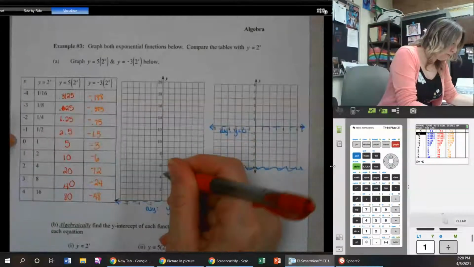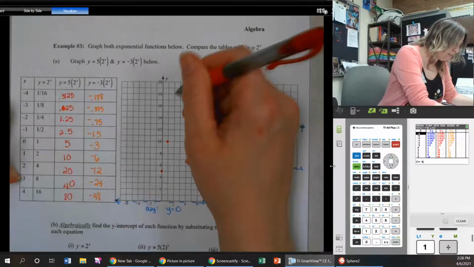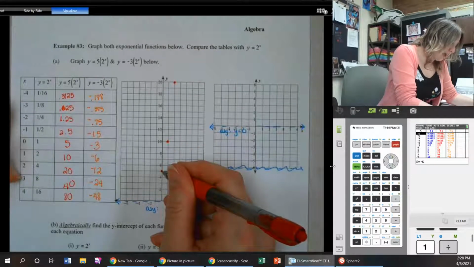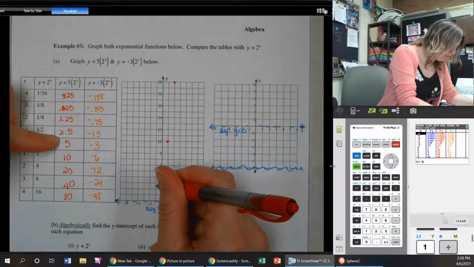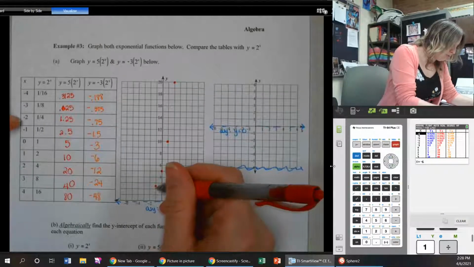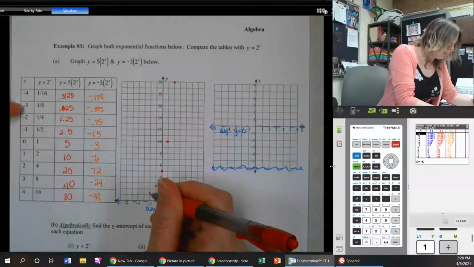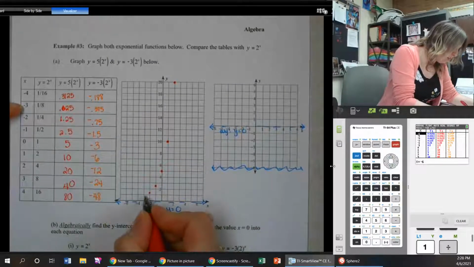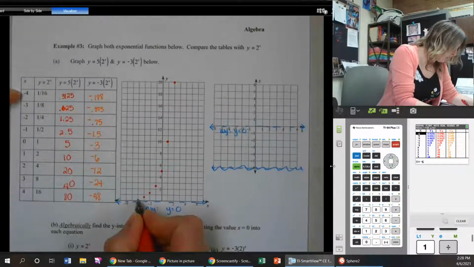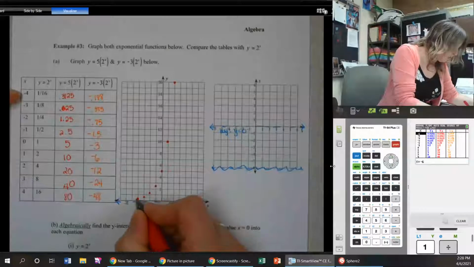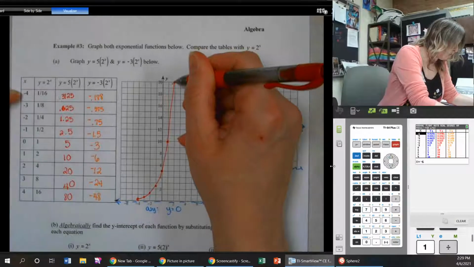0, 5, 1, 10, 2, 20, already off the map. Now back this way, -1, 2.5, well, that's about here. And then -2, 1.25, so here's 1, 1.25. So let's see, 0.625, well, it's below 1, right around like here. And then 0.3125, well, that's kind of like here. And that is definitely close enough to the asymptote that let's just connect. And again, very rapid increase.